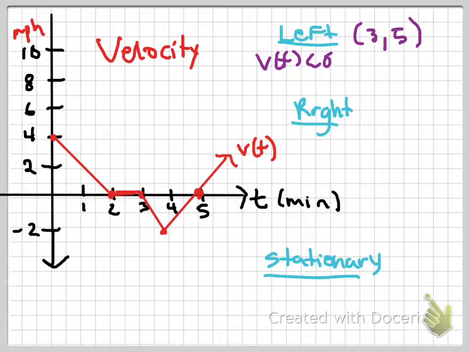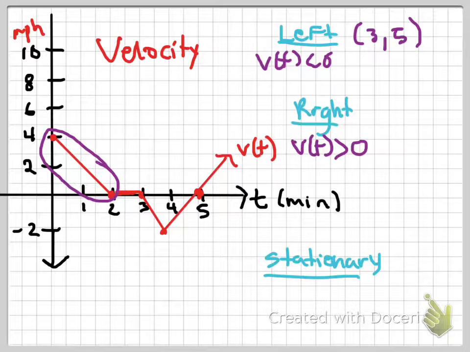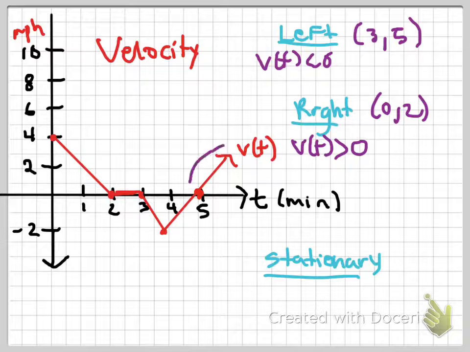So when is the object going to the right? Well, that's when velocity is greater than 0. Positive velocity is occurring on this graph in the first 2 minutes here. This is all positive velocity because it's located up above. So I'm going to say from 0 to 2 minutes. I'm also seeing positive velocity right here after the 5 minute marker, from 5 to infinity. So I'm going to say from 5 to infinity minutes.